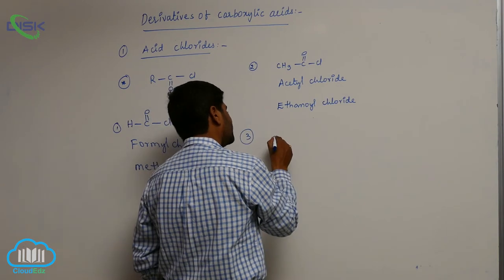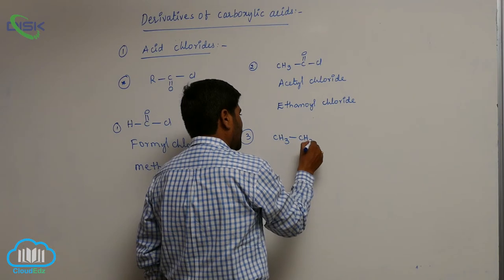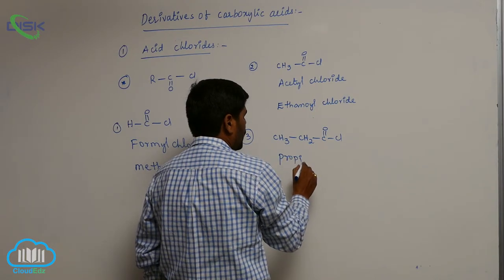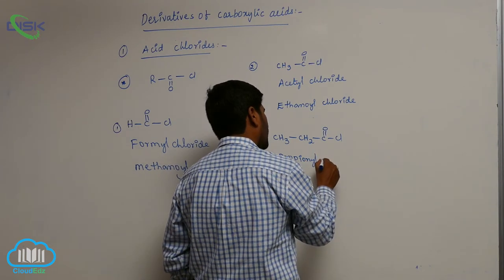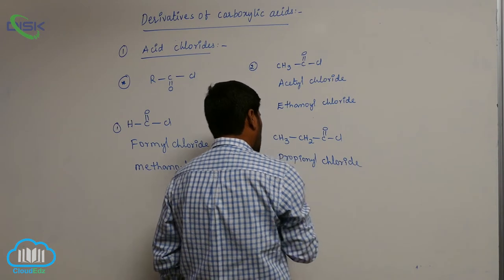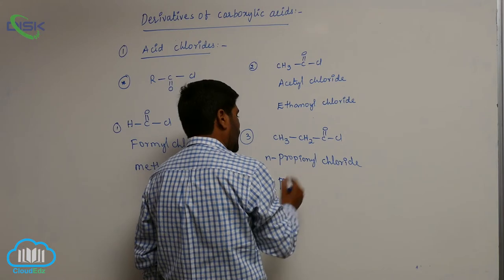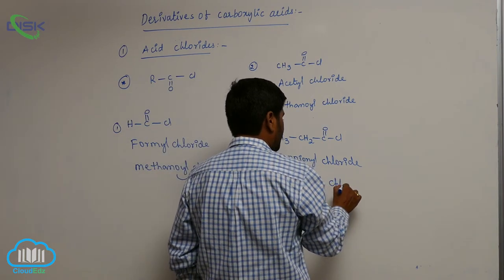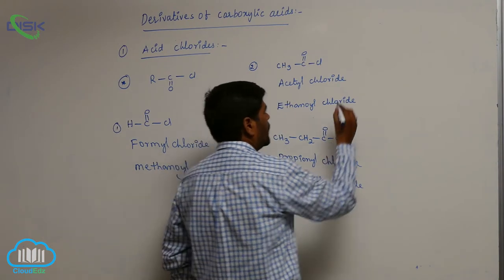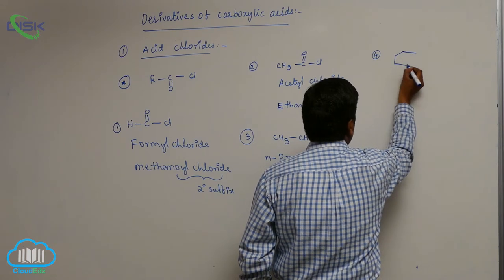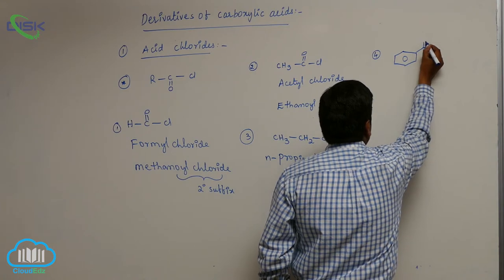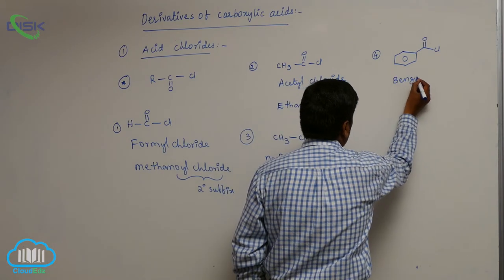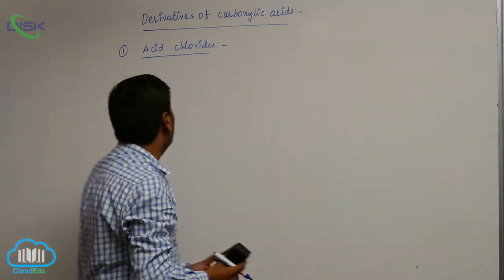Then the third one is CH3 CH2 C double bond O Cl. This is known as propionyl chloride. The IUPAC name is propanoyl chloride. The fourth important compound is C double bond O Cl attached to a benzene ring. This is known as benzoyl chloride.